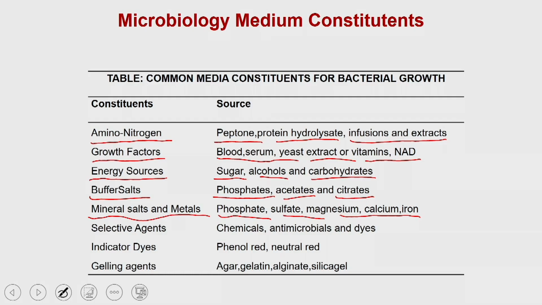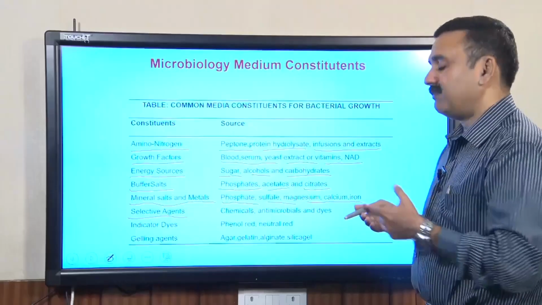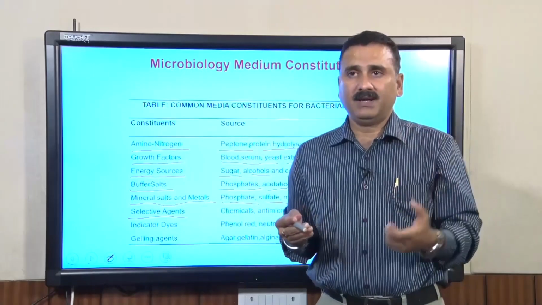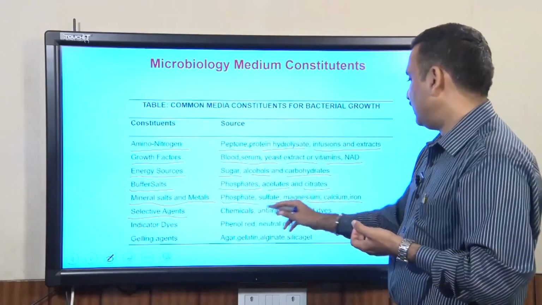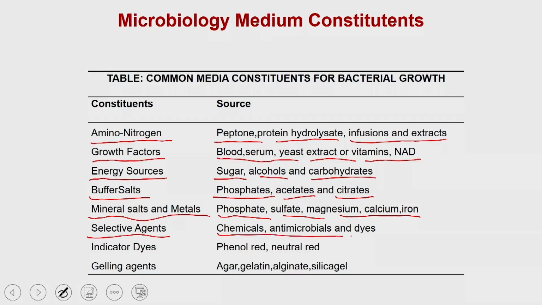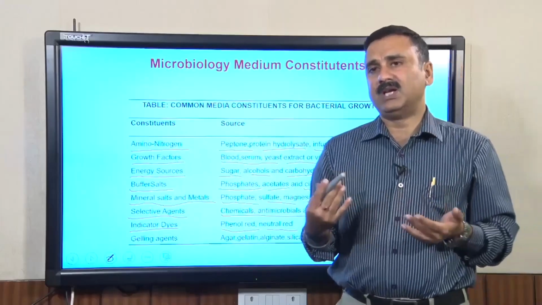And then you also have to provide the selection agents. For example, if you want to screen for a particular type of antibiotic or particular type of resistance, then you have to keep those molecules in the media. And then you also sometimes have to add indicator dyes, which are phenol red or neutral red, so that they will tell you if there is a change in the pH of the media.